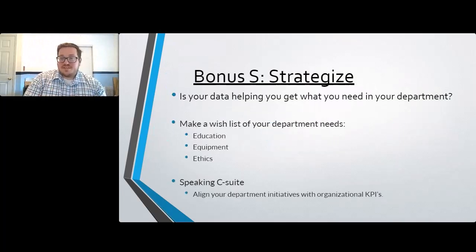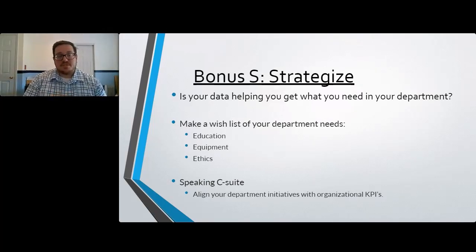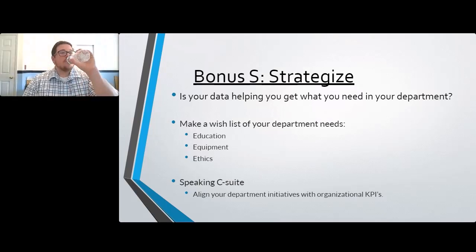And a bonus S that I'll throw in here, this isn't part of the lean, but it is important, is to strategize. So is your data helping you get what you need in your department? If tomorrow you built an Amazon wish list of what you need in your department, what would that look like? You need education or somebody like Beyond Clean, I'll give a plug there, to come in and help you with training? Do you need equipment? Do you have new arthroscopic shavers that require a borescope? And it's not capital season, but we need this.